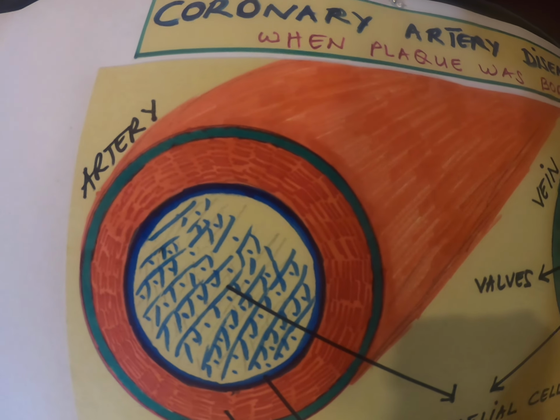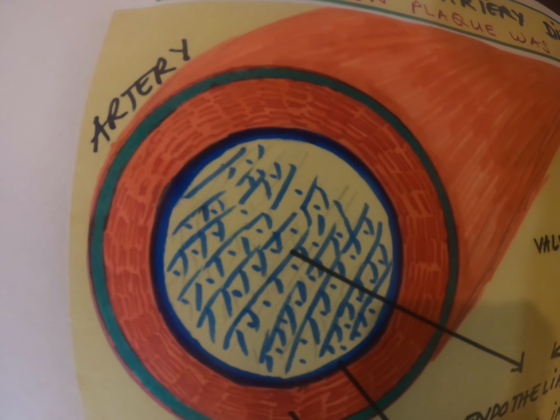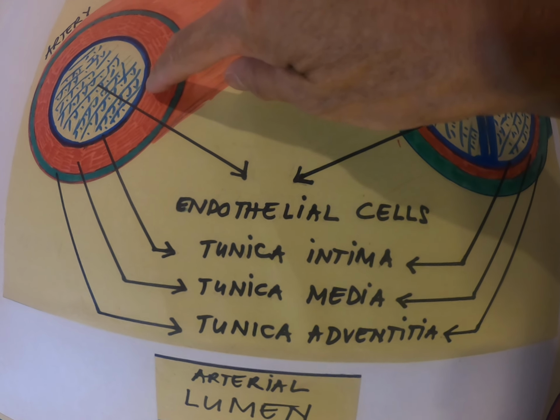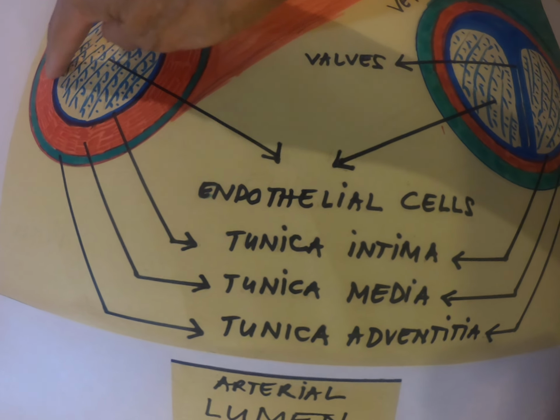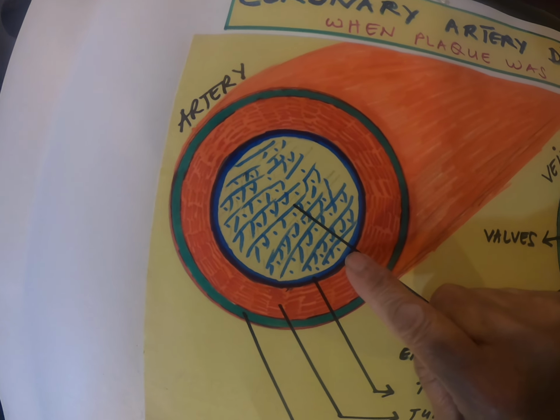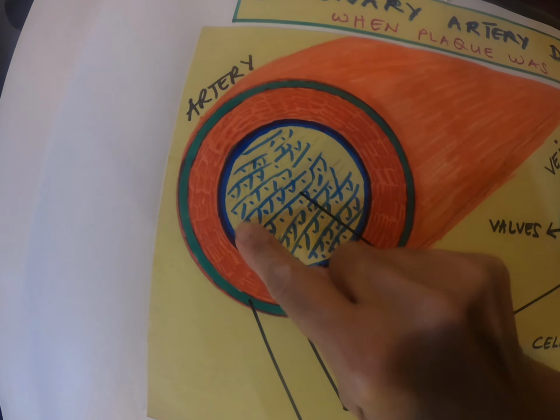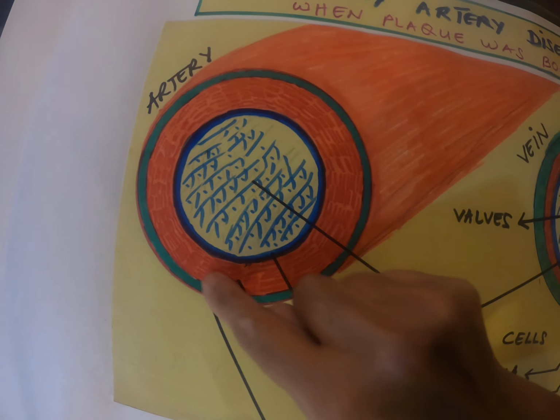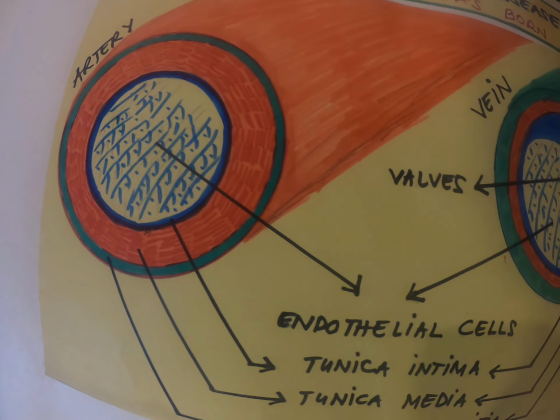On the left side, this is an artery that has 3 layers. The innermost layer is the tunica intima, and that is covered by endothelium. Tunica intima, endothelium covering it. Next is the smooth muscle cells. The outermost part is the adventitia.